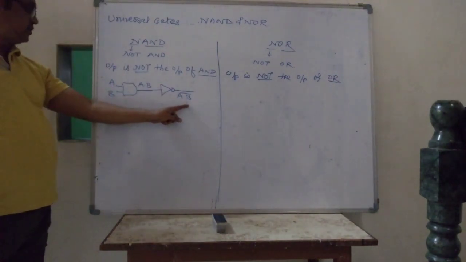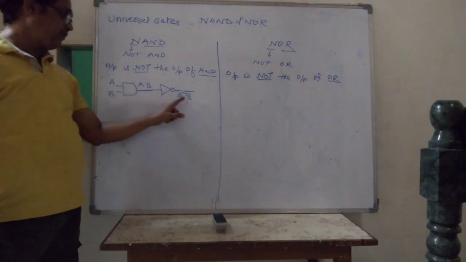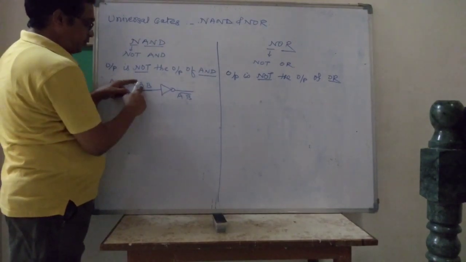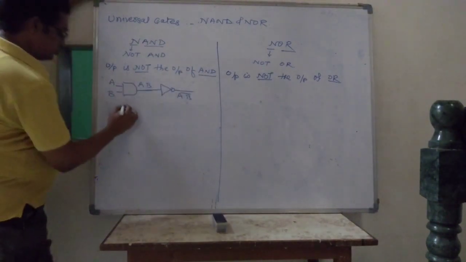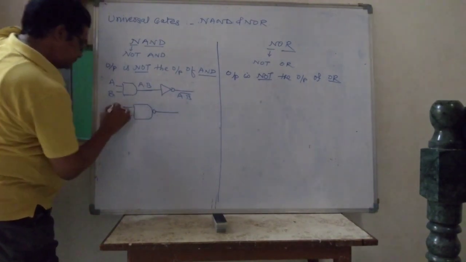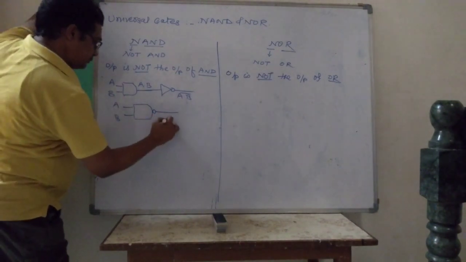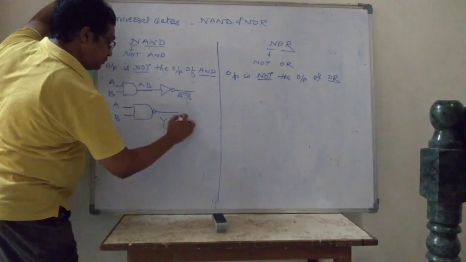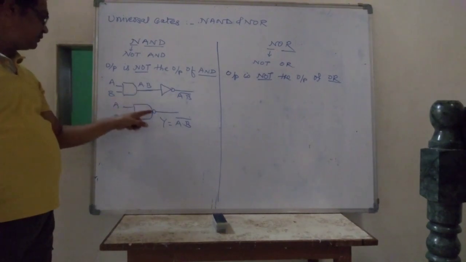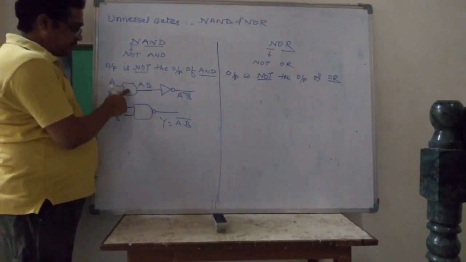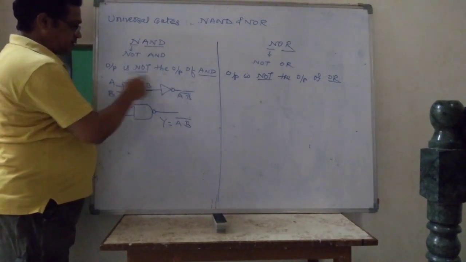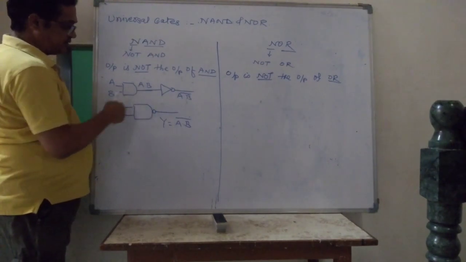So this is the NAND gate. The output of AND is complemented, so the output is not the output of AND. NAND is symbolically represented with a NOT gate bubble put here, so that is the symbol of NAND. AND, NOT: NOT AND. In short, a bubble is put on the symbol of AND, and that is NAND.